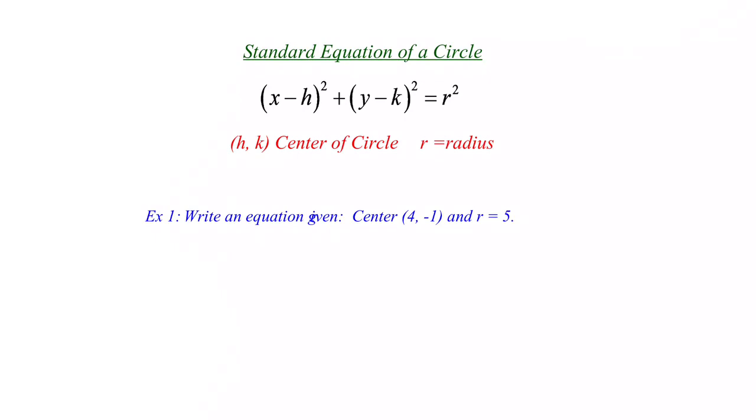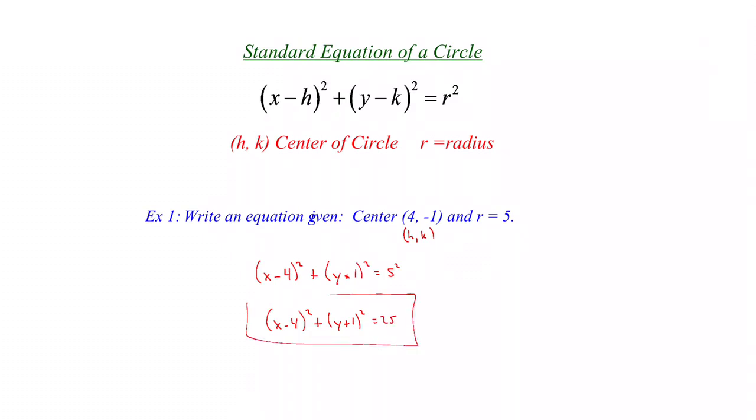So example 1, I want you to write an equation given the center at (4, -1) and a radius of 5. So just practicing writing the equation. With the center, this represents the h, k, which is your x and y value for the center, and then the radius is 5. So we have x minus h, so that's x minus 4 squared, plus y minus -1, so that's y plus 1 squared, is equal to r squared, so that's equal to 5 squared. To simplify that, that's x minus 4 squared plus y plus 1 squared is equal to 25. So that's the equation in standard form.